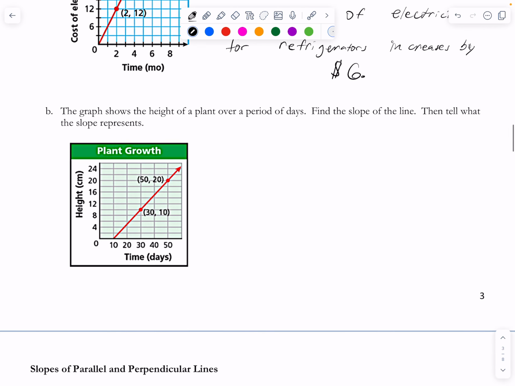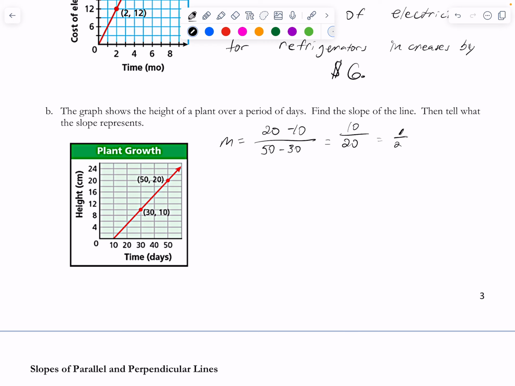Part B, similar idea. Let's find the slope. I've got 20 minus 10, that's the change in my y's, over 50 minus 30, the change in my x's. So that's going to be 10 over 20, which is 1/2.